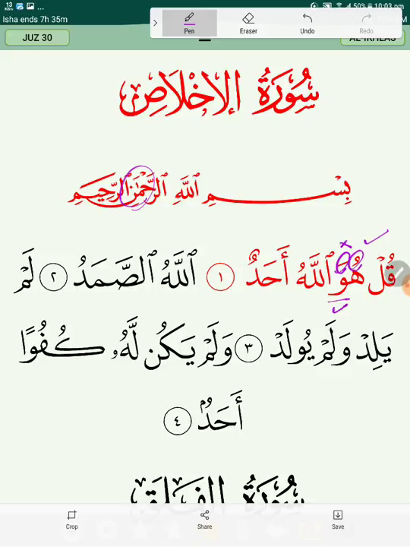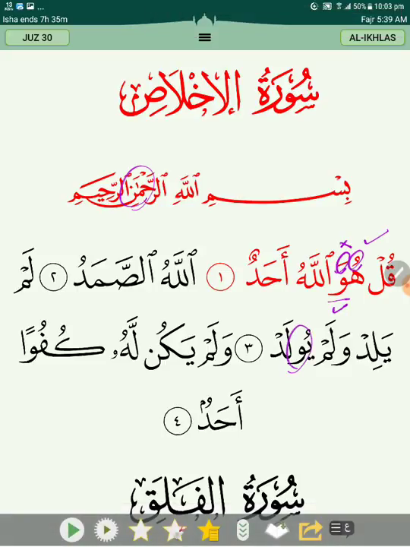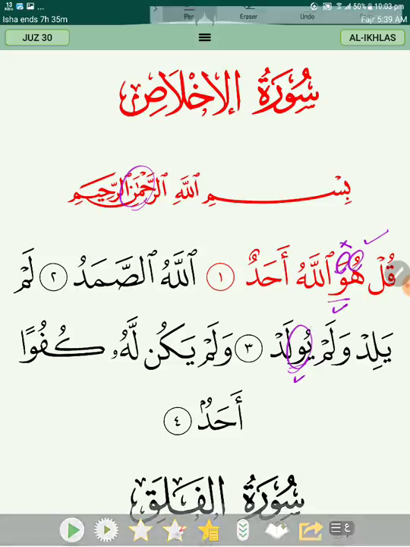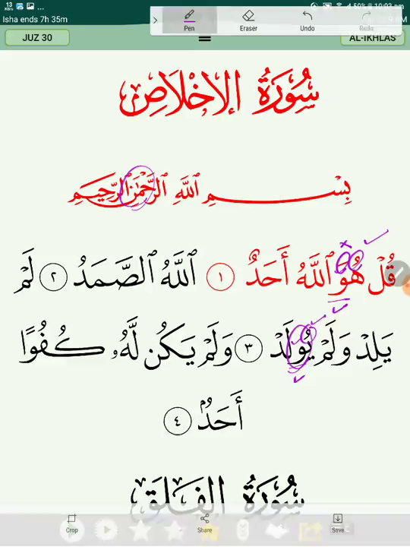Allahu samad, lam yalid wa lam yulad. Here this is madul asli, yulad. Mud letter, condition fulfilled. Preceding a dhamma, condition fulfilled. Has a sukoon, condition fulfilled. It makes a madul asli.